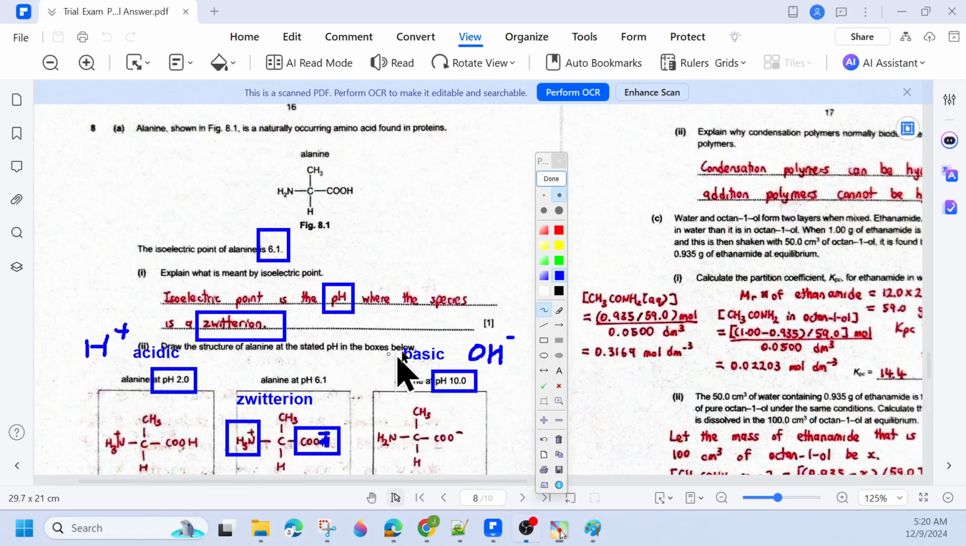Okay, so because this side has a lot of OH minus, the NH3 plus will definitely become back NH2. Then the COO minus remains because it's under basic conditions. Whereas for alanine under acidic conditions, the NH3 plus remains, but the COO minus will become COOH. So that is what it means when it is either more acidic than the isoelectric point or more basic than the isoelectric point.